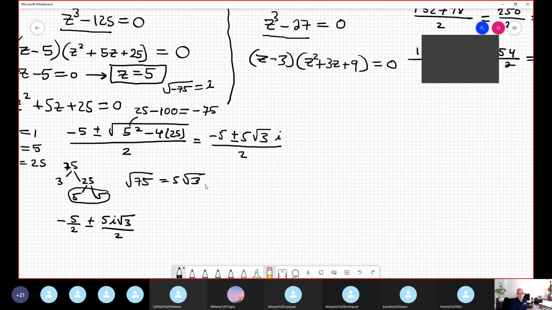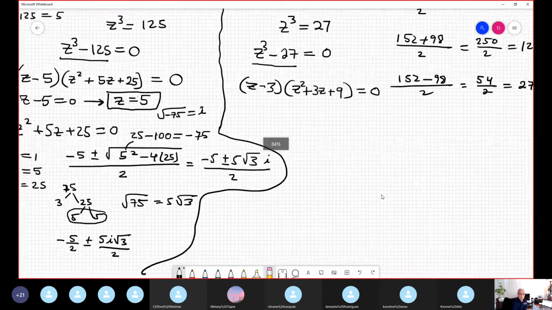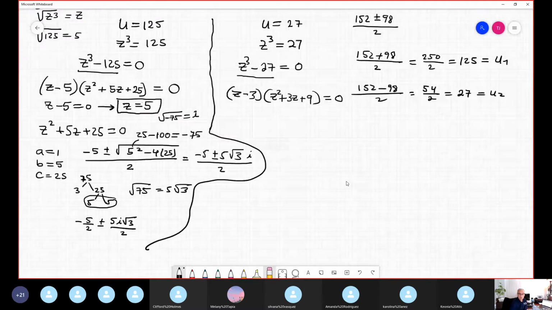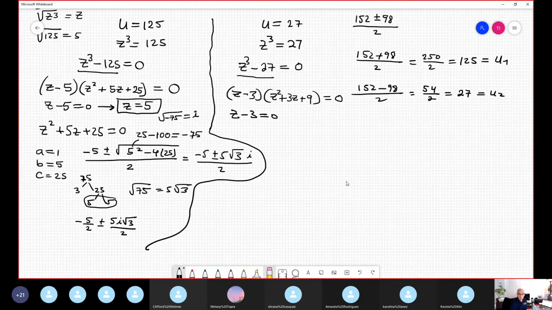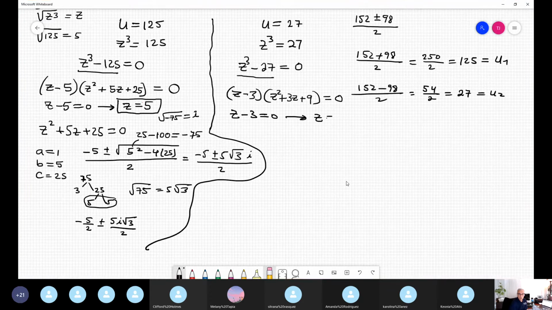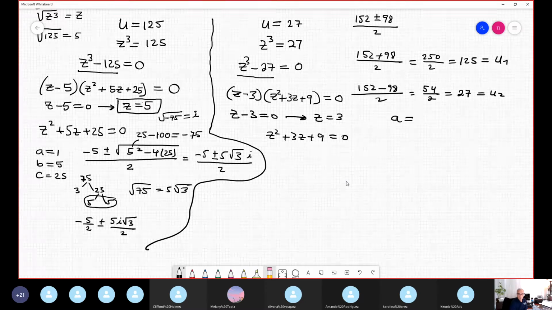Okay, we're solving that part. That part is very similar. It is c minus 3 equal to 0. That means that the solution is 3. And c squared plus 3c plus 9 equal to 0. Again, one more time, apply the quadratic formula. A is 1, B is 3, and C is 9.